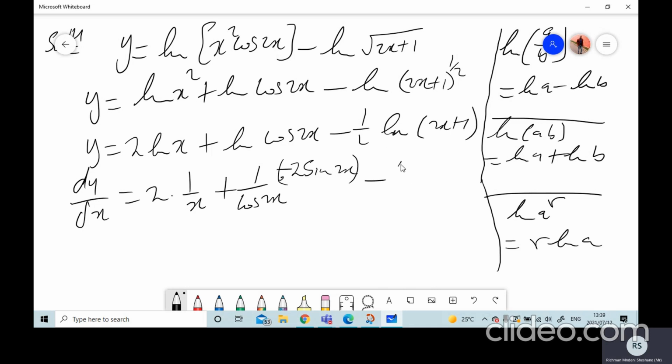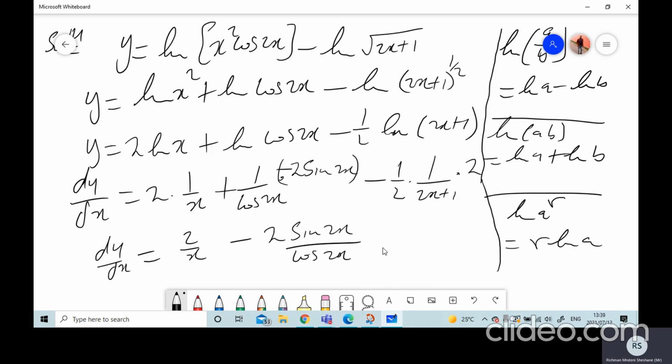And derivative of this is 1 over 2. Derivative of ln of a function is going to be 1 over 2x plus 1 multiplied by the derivative of this, which is 2. So my dy dx is going to be 2 over x, here minus 2 sine of 2x over cos 2x. I can see 2 cancel with 2, I'm left with 1, minus 1 over 2x plus 1. So this is just my dy dx.